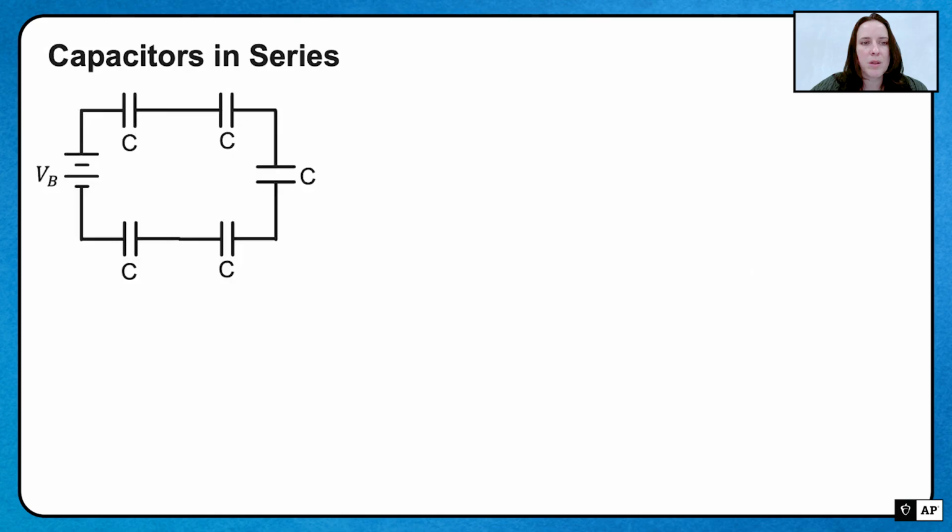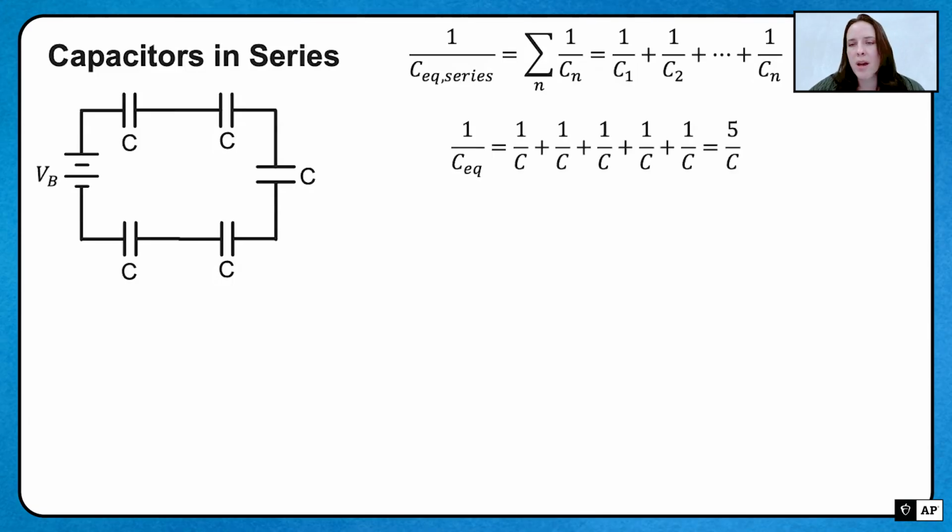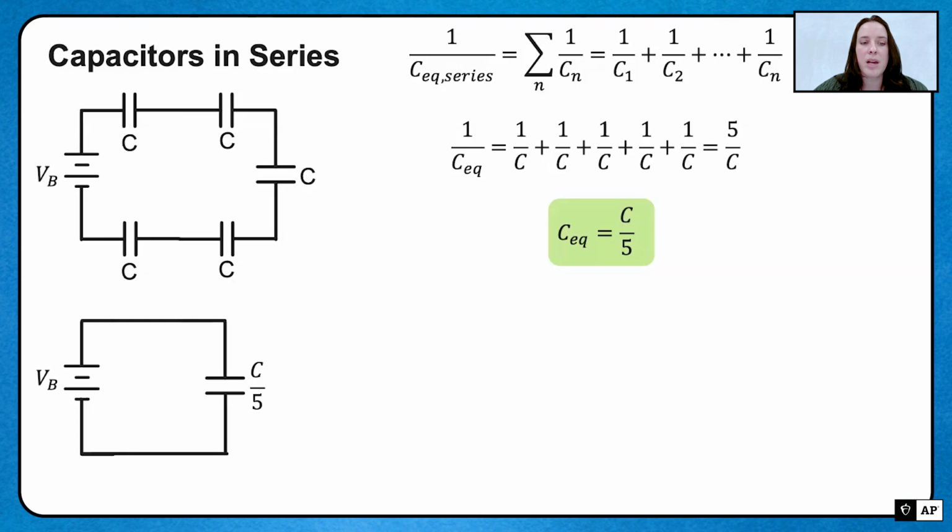Let's look at an example of how we can put this to work. I have 5 capacitors in series here. Because they're in series, to find my equivalent capacitance, I need to add up their reciprocals and then take the reciprocal again. All of them have a capacitance of C, so I add 1 over C five times to get 5 over C. When I take the reciprocal of both sides, my equivalent capacitance is C over 5. So this circuit behaves the same way as if there was just one capacitor with a value of C over 5. Neat.